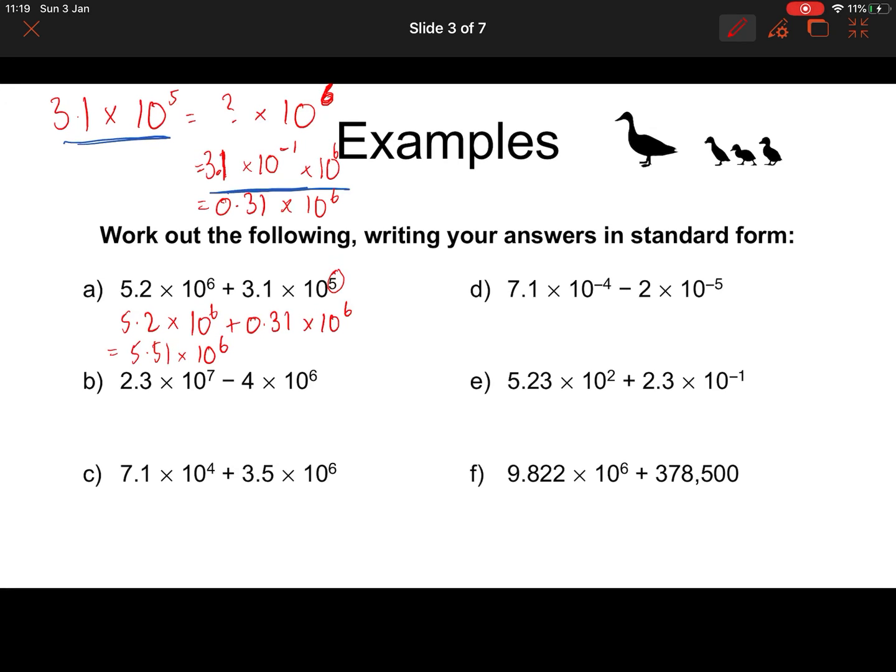Once the powers are the same, the power will not change when we're adding. Okay, don't get confused between adding and subtracting and multiplying and dividing. Very, very different. Okay, so let's do B.